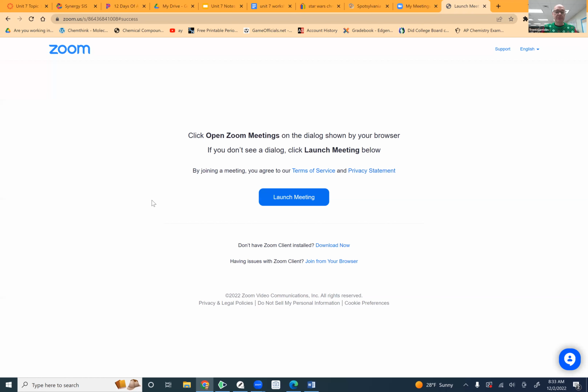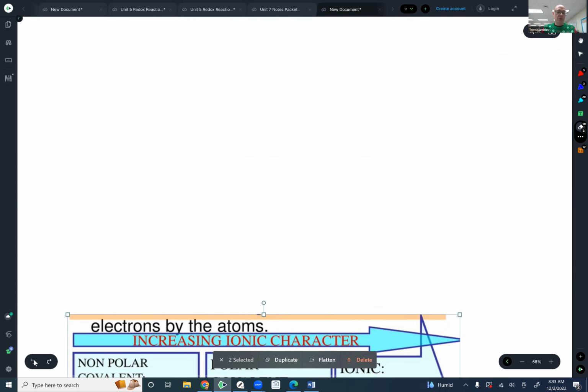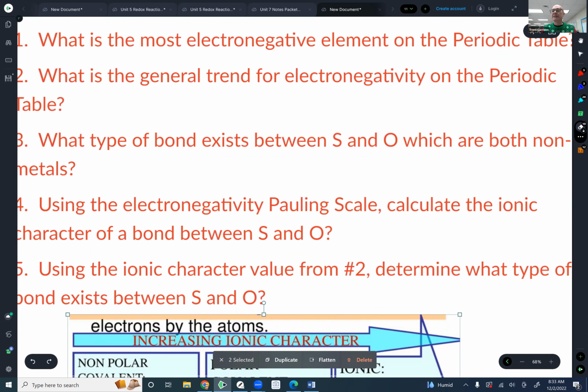So in this, you are going to see the questions that we have to deal with on this electronegativity on the chart. So let's jump right into it. I don't know where that work just went. There it is. So let's now get into it.